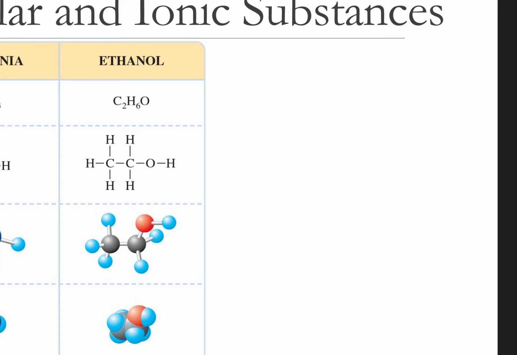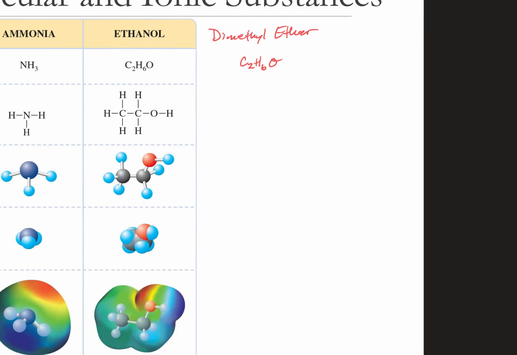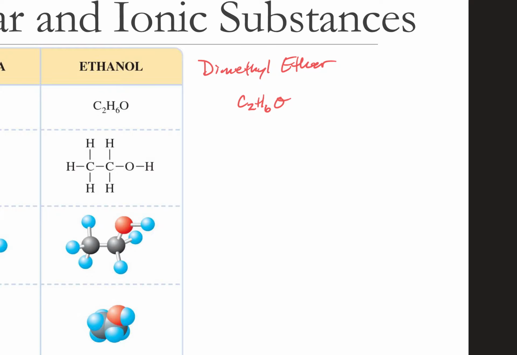Now I'm going to point out here that the molecular formula doesn't tell you much other than what atoms are there. For example, there's another chemical called dimethyl ether, and it has a chemical formula of C2H6O as well. Structural formulas tell you how the atoms are bonded together. You can see water, ammonia, and ethanol there. The dimethyl ether would differ from ethanol in that it would look like this.